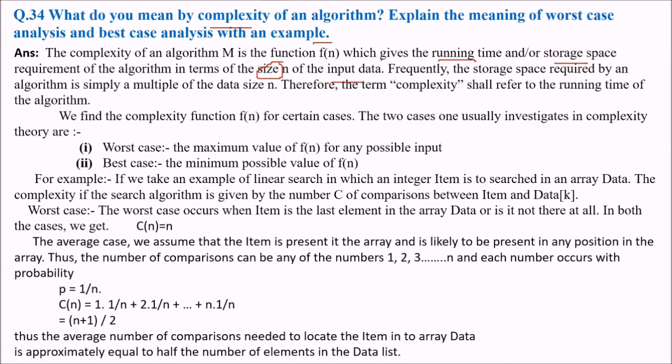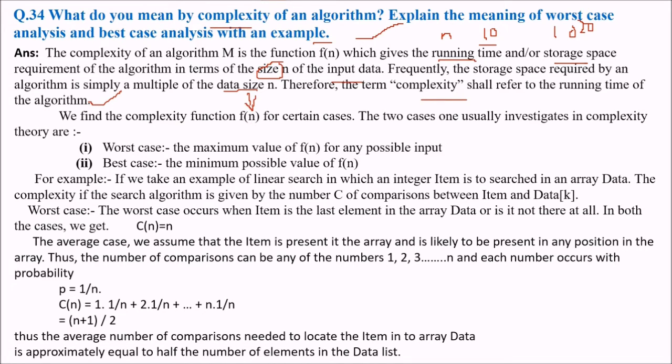So what exactly we are trying to do here is, for an input, n can be say 10, and it can be some 10 to the power 20. Depending upon this input data, how this algorithm works, how it grows with respect to time and space. The storage space required by an algorithm is simply a multiplication of data size n. Not exactly this, but by algorithm we also compute the space complexity, and this complexity refers to the running time of the algorithm.